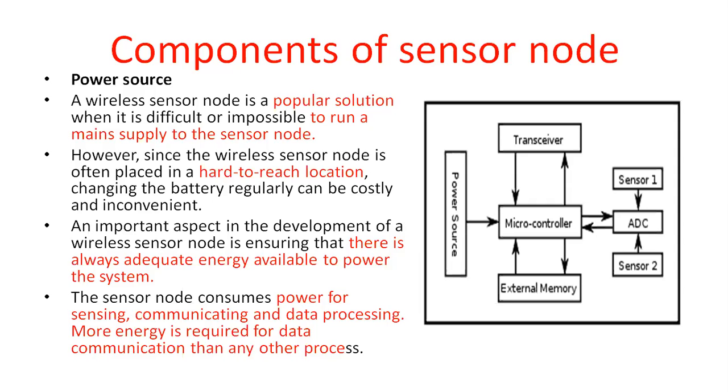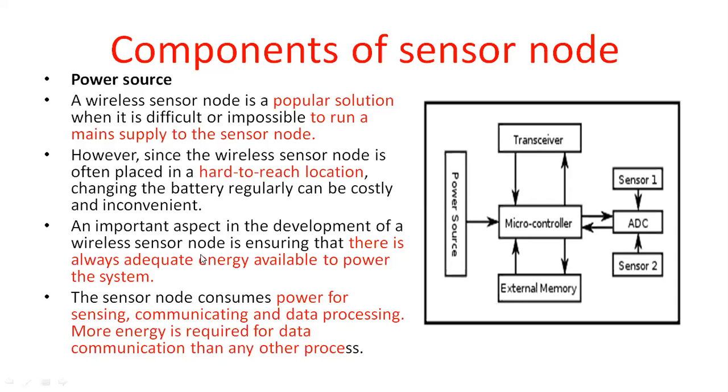For example, let us assume a mobile phone is there. How can you power the mobile phone? By using a battery. What is the important thing here? An important aspect in the development of a wireless sensor network is ensuring that there is always energy available to power the system.